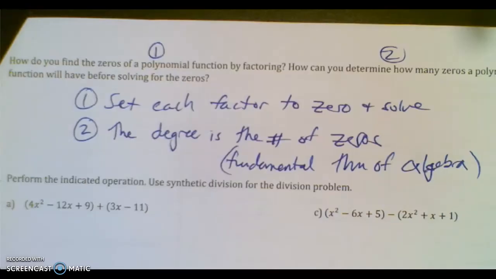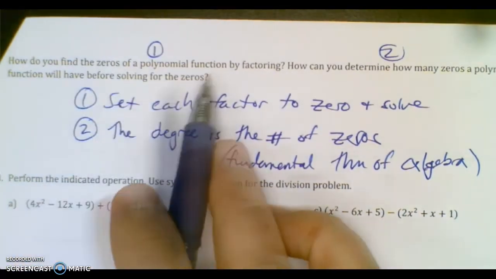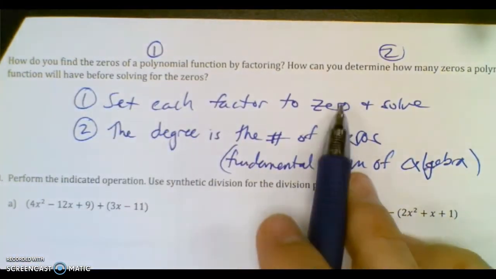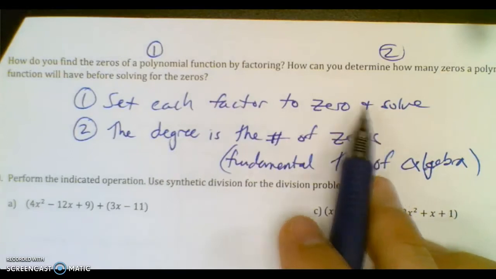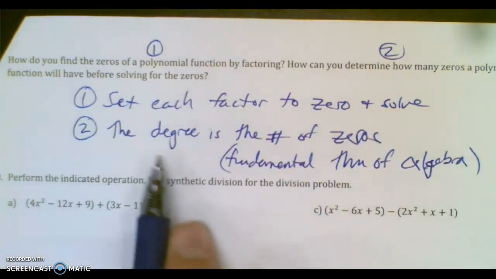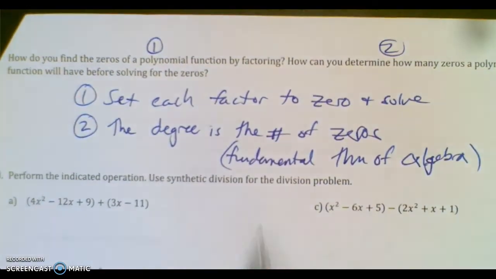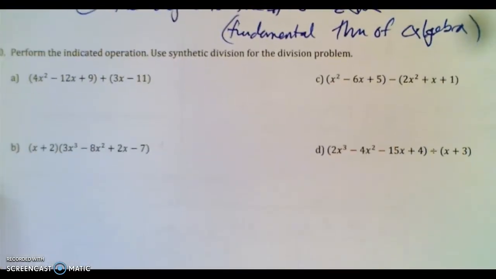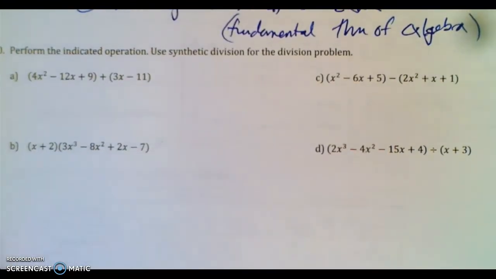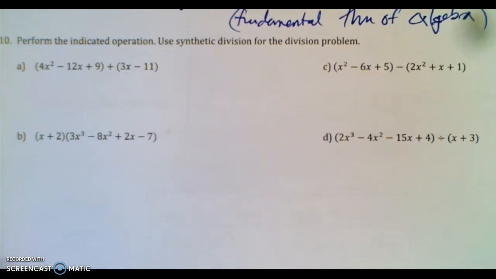All right, 2 questions here. 1, how do you solve it after factoring? You set each factor to 0 and solve. And 2, how do you know how many zeros? The degree is the number of zeros. Then we get down here, adding, subtracting, multiplying, dividing. I'm just going to kind of do that and have you look at it.